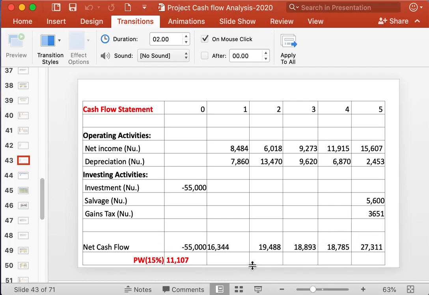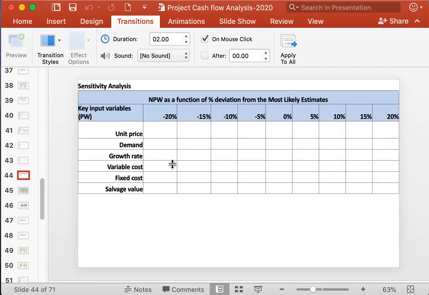For the new cash flow that you generated with the unit price decreased by 5%, that net present worth you copy it here. And similarly for all other percentage variation of the unit price, you calculate the net present worth for each of them.